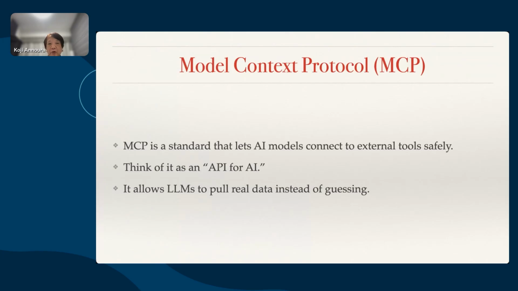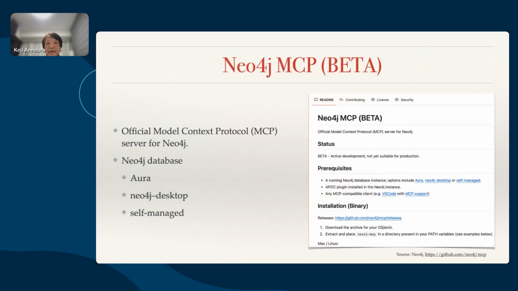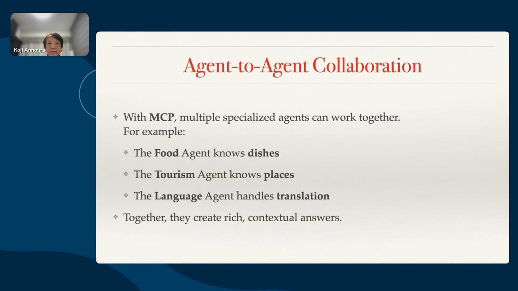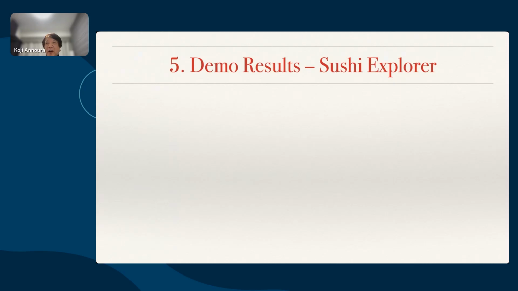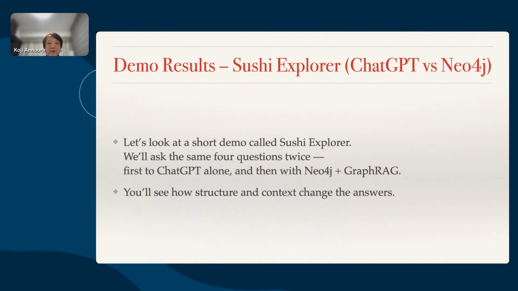So MCP, Model Context Protocol, is very familiar this year, and you can get MCP from here. Neo4j MCP is better, but it's updating rapidly. Okay, I have no time, so I'll show you a demo result, Sushi Explorer.